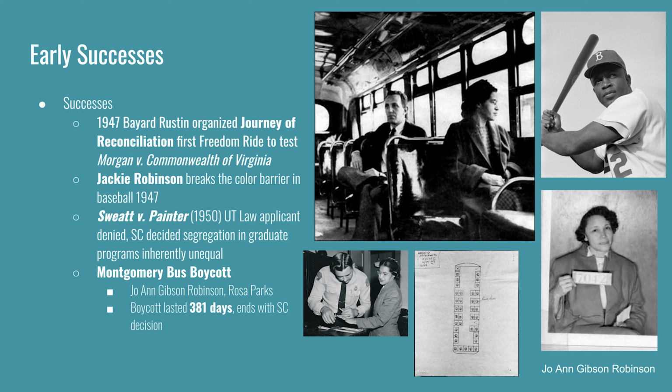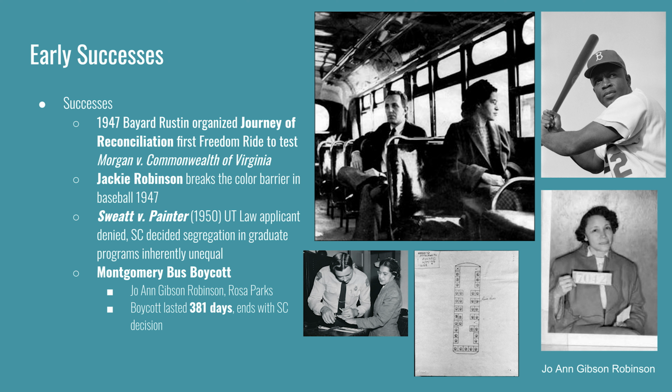Finally, the Montgomery bus boycott happened from 1955 to 1956. Jo Ann Gibson Robinson had been an activist that tried to draw attention to the poor treatment of African Americans on the Montgomery bus system as early as 1949. She helped organize a boycott that started as a result of Rosa Parks' arrest after she would not give up her seat on a bus for a white rider. The boycott of the city transportation system lasted 381 days.